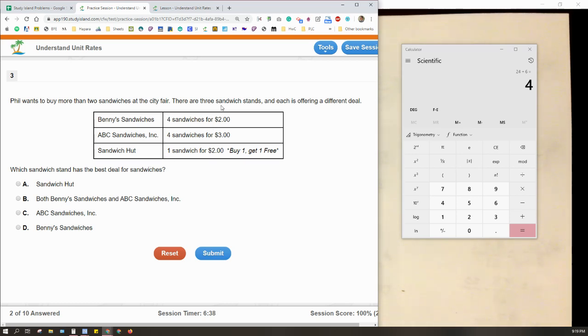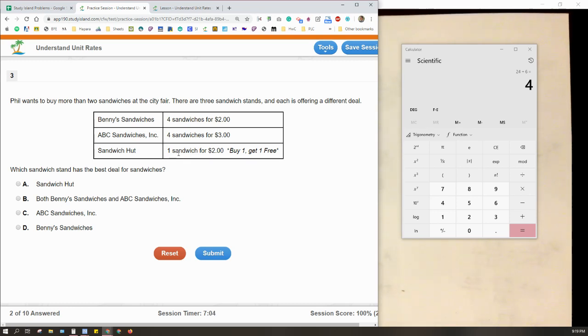Now, right away, before doing anything, I really hope you can tell what's the better deal between Benny's and ABC Sandwiches. Forget about Sandwich Hut for a second. They both have 4 sandwiches. One's $2 and one's $3. So I really hope that you can see right away that Benny's Sandwiches is better than ABC Sandwiches. So ABC is definitely not going to be the best. We just have to decide if Benny's Sandwiches is better or the Sandwich Hut is better.